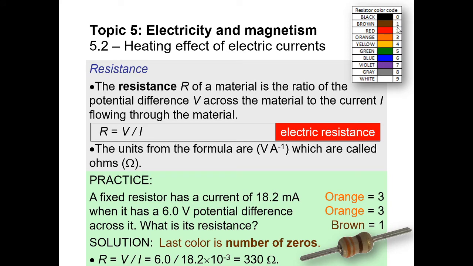But some of you might be looking at that and saying, well, we just found the resistance to be 330, so shouldn't the last band be black? Why is it brown? And the reason for that is because the last color tells you the number of zeros. So that means I have a 3 and a 3 followed by 1 0, which is 330. And this works for any kind of resistor. If you use this color code, you can figure out the resistance of any resistor.